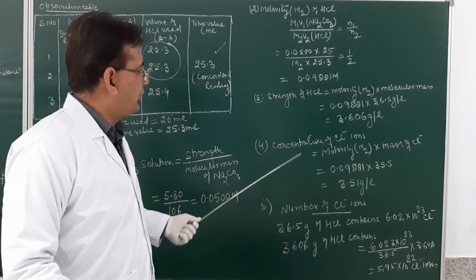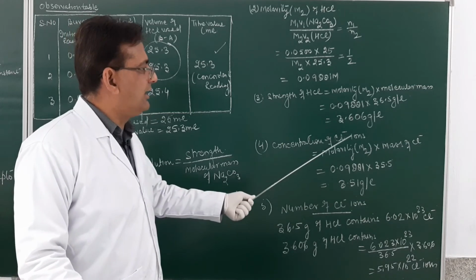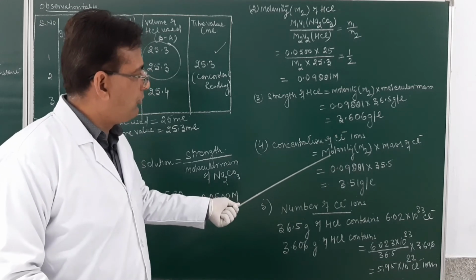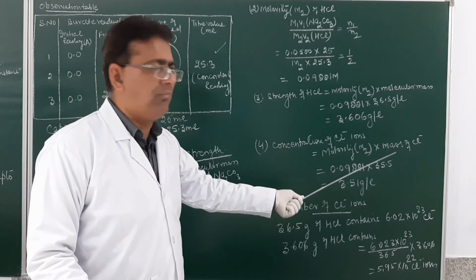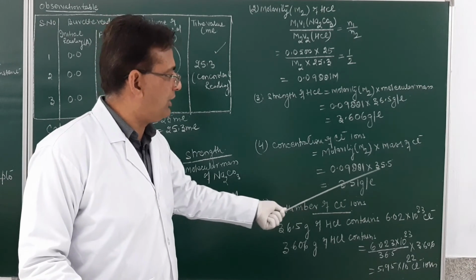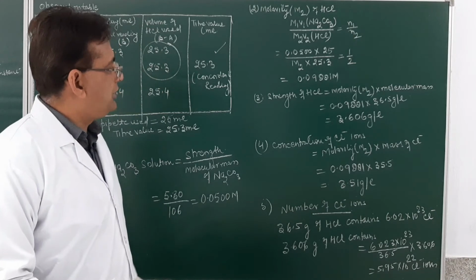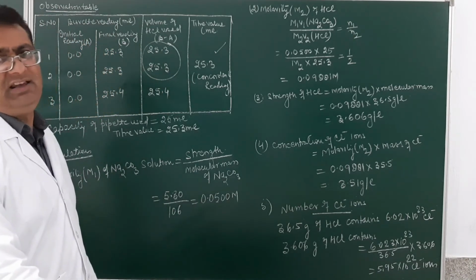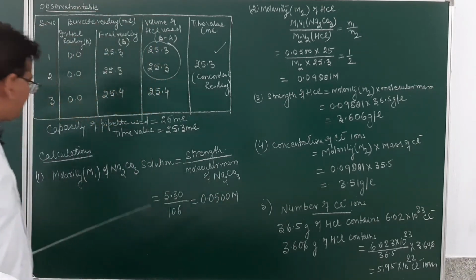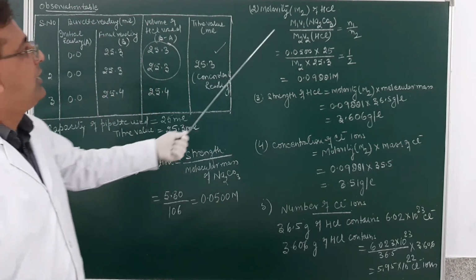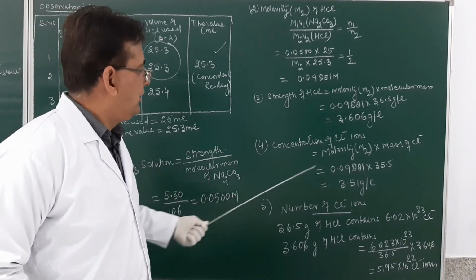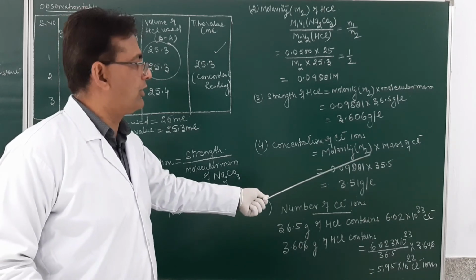Then the fourth question being asked is to find out the concentration of chloride ion. How to find out the concentration of chloride ion? This is molarity of chloride ions multiplied by mass of chloride ions. Molarity 0.09881 into 35.5 will come out to be equal to 3.51 gram per liter. Am I clear, student? So, 4 questions are clear. In the first, we have found the molarity of sodium carbonate. In the second, the molarity of HCl. In the third, the strength of HCl. In the fourth, the concentration of chloride ion.